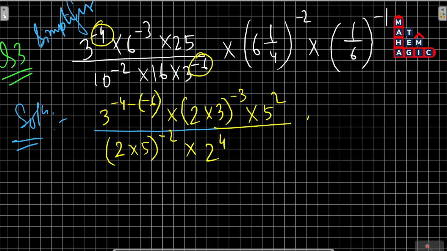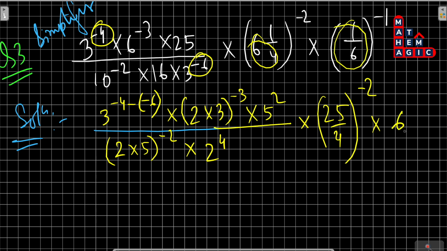So into what we have there, we have 6 whole 1 by 4. As you all know, 6 into 4 is 24, plus 1 is 25 by 4, whole to the power -2, and this is (1 by 6) whole to the power -1. As you know, if the power is minus, we can reciprocal the base. The base is already 1 by 6, so if we reciprocal 1 by 6, we get 6 by 1, means 6, right? So let us move on to the next step now.